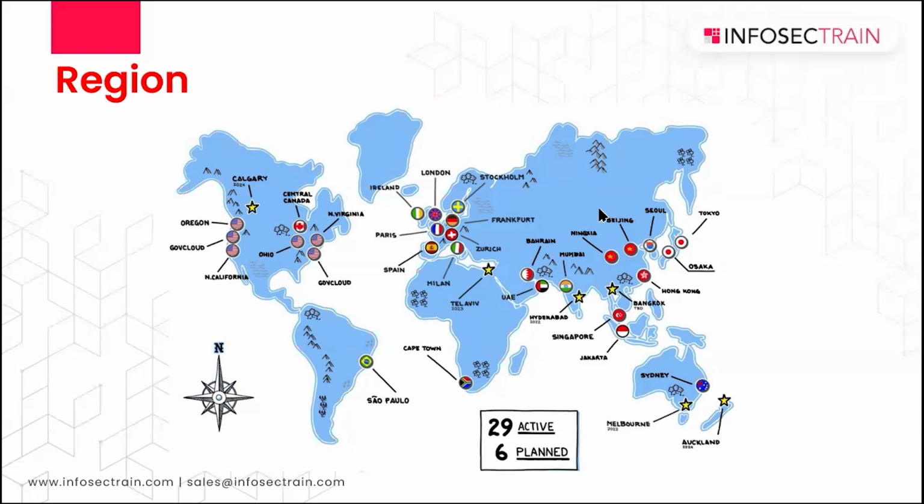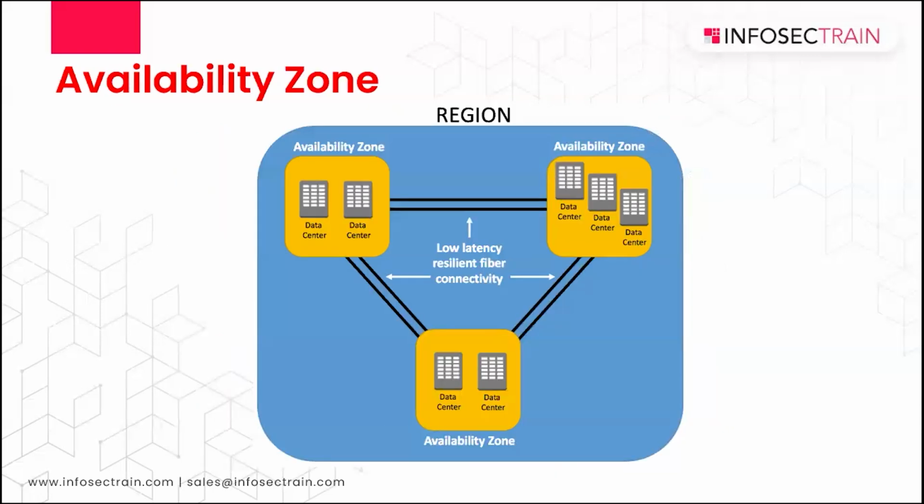Then inside the region, you have the availability zone, which is also called an AZ. Each region has a minimum of 3 availability zones, right? And each availability zone is far apart from the others. Let's suppose, for example, there is a region which is Mumbai. Mumbai has 3 availability zones inside it, and all these 3 availability zones will be far apart from each other, at least 100 kilometers.